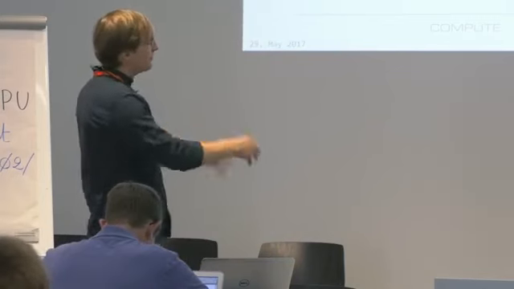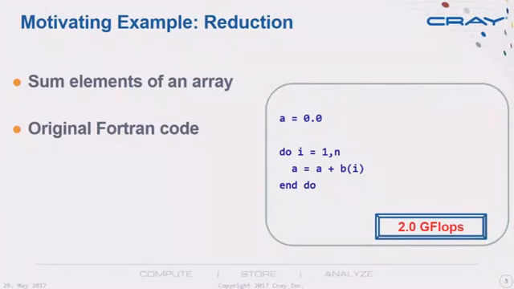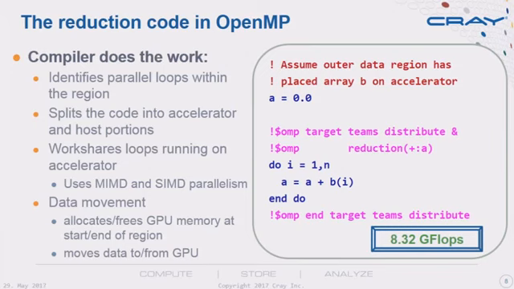And that's how I would like to start, with a short example. Let's say we have a simple reduction function. We have a loop here, which on the Pascal would be much faster, but just to get the impression, we end up with 8 gigaflops.